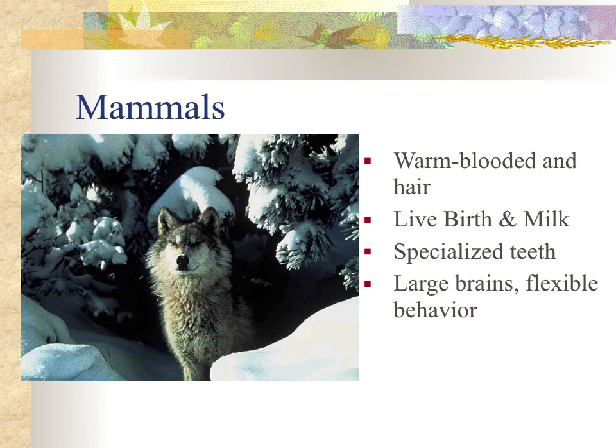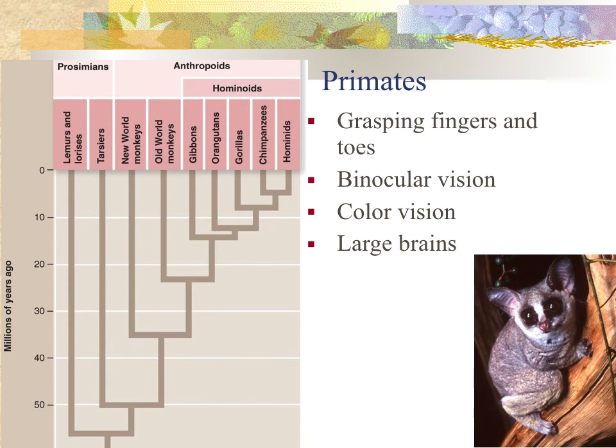Okay, we give birth to live young and we nourish them with milk. We have specialized teeth, large brains, and flexible behavior. Okay, mammals are among the most complex of all animals and most successful of all animals. Among the mammals, we most closely resemble the primates. These are mammals that have grasping fingers and toes. They have binocular vision, color vision, and large brains. Most of them are tree dwellers. Okay, and so there's large numbers of them.